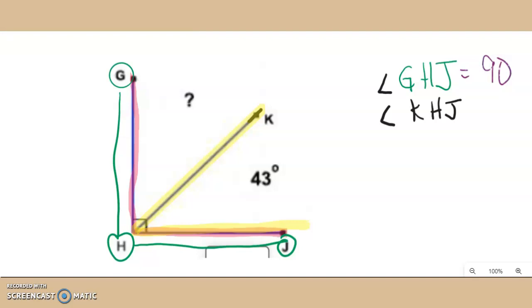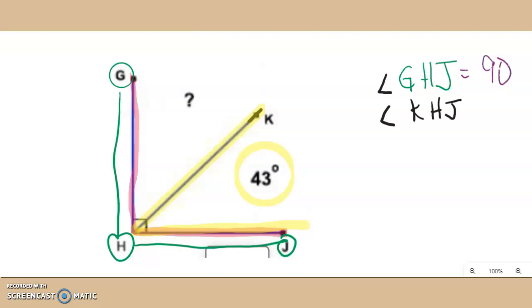Or it can go J, H, K. It doesn't matter. You can go J, go to H, and then go to K, or you can go K to H to J. They're the same thing. It does not matter. So KHJ or JHK says that it's 43 degrees. So the inside angle of KHJ is 43 degrees.